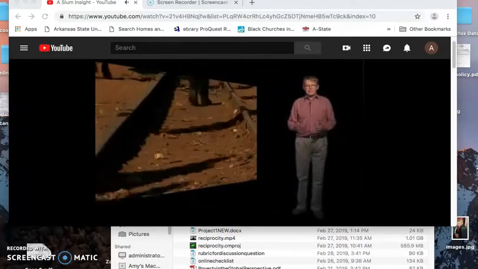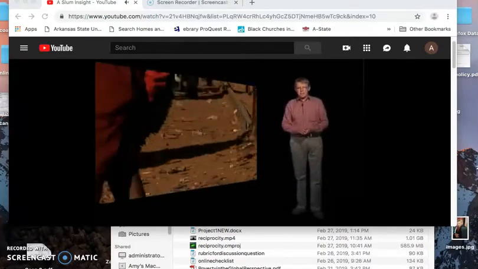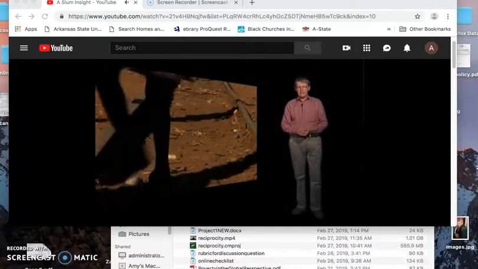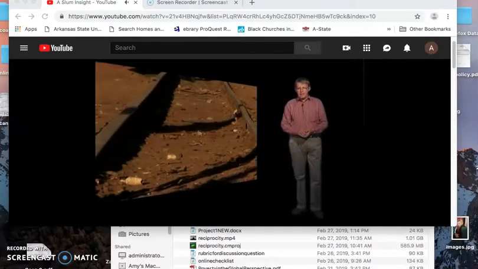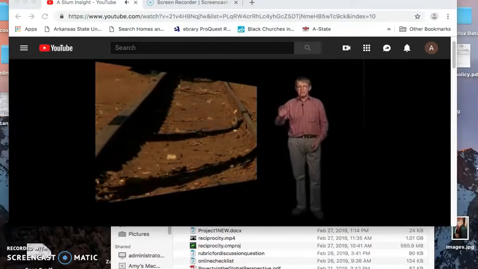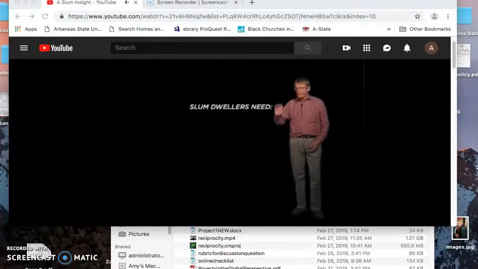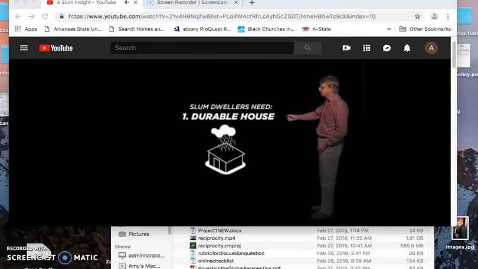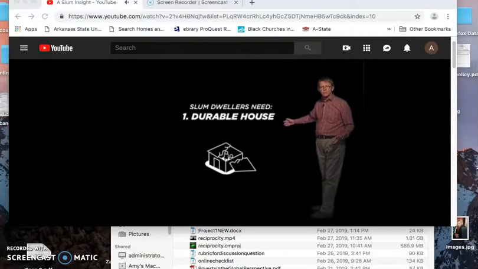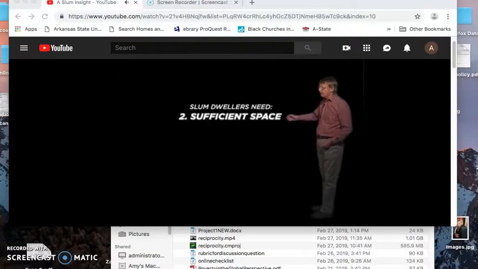What does it mean to live in a slum? The United Nations Habitat Program has a clear definition. A slum is the failure to meet one or several of 5 basic needs. Number 1, every family needs a durable house that can withstand a rainstorm. Number 2, everyone needs sufficient space for their family so that every member has a place.